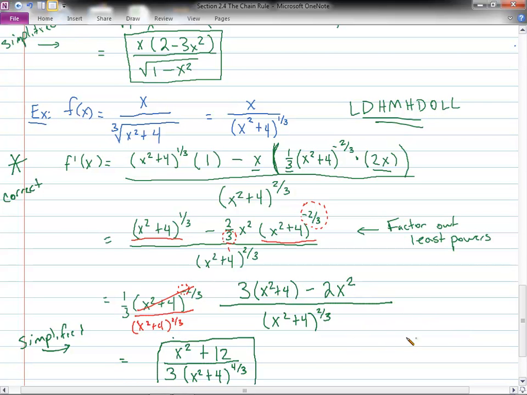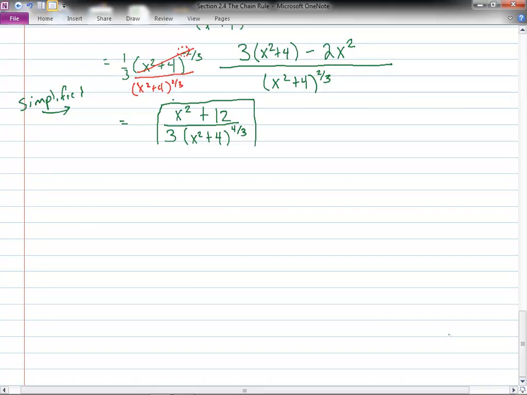Okay. At this point during class, somebody asked, I believe, where I got the x squared plus 12. So I point out, remember, 3 times x squared is 3x squared plus 12 minus 2x squared. That's where you get that x squared plus 12.